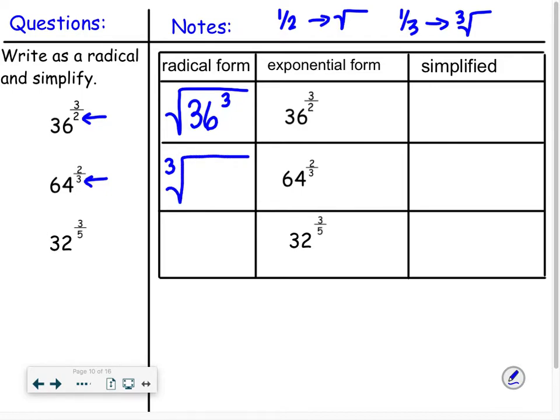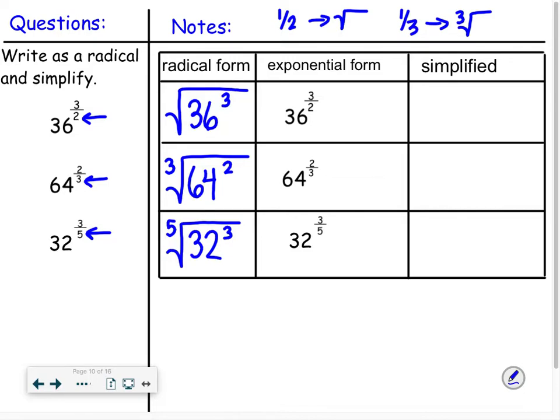So this is just writing it in radical form. Cube root of 64 squared. I don't have to multiply that out. I could if I wanted to, but I don't have to because I'm just writing it in radical form. And then a 5th root of 32 to the 3rd. So that's taking something that's written in exponential form and just turning it into radical form.